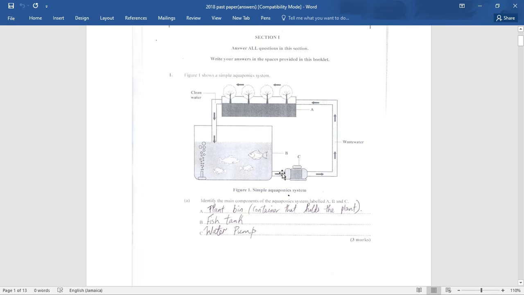So you have two pumps in this system. You have the water pump that takes water from the fish tank up to the plants, right here. The fish tank also has an air pump that supplies air, that supplies oxygen, to the fish. Alright, but C is the water pump. Alright guys, so let's move on.